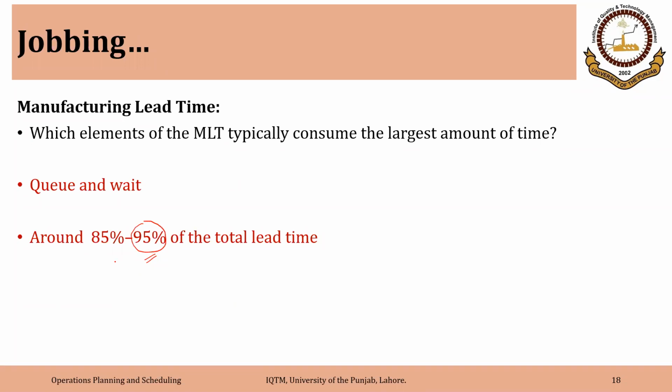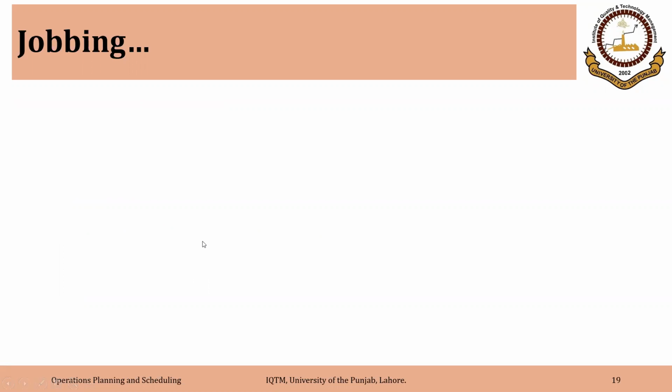This is for the ideal organization, where they're spending 5% time and even less than 5% time on runtime, and the rest of 95% is on queue and wait. So we will come back to this point if it is something of interest for you.